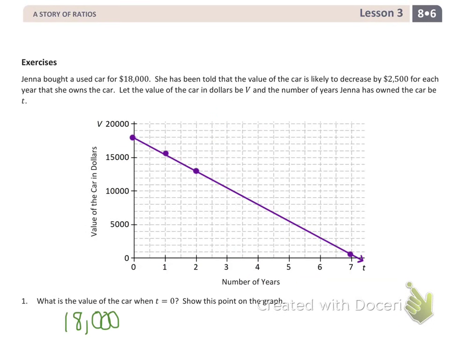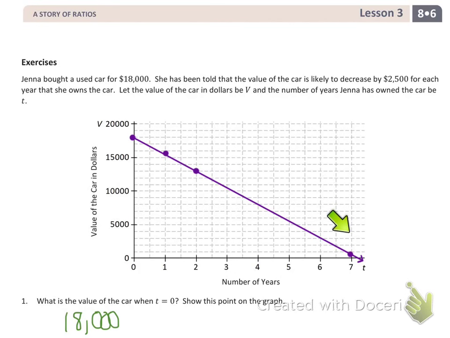So she has been told that the value of the car is likely to decrease by $2,500 for each year that she owns the car. So in year 7, the car is down to $500. Now, you haven't done a lot of shopping for cars and buying cars, but that seems like a really good deal for a car. So maybe this model doesn't work for all values of t.